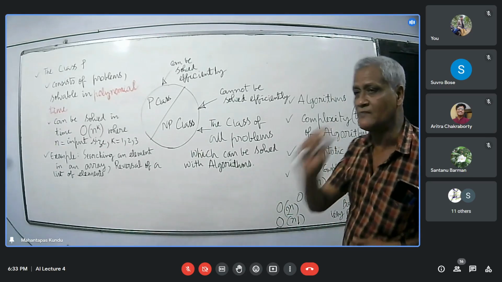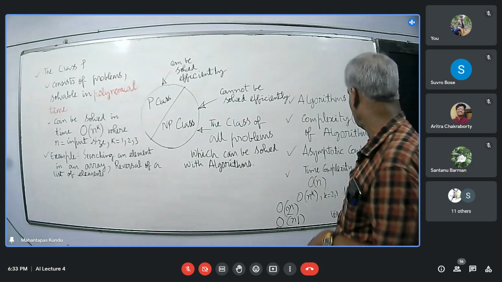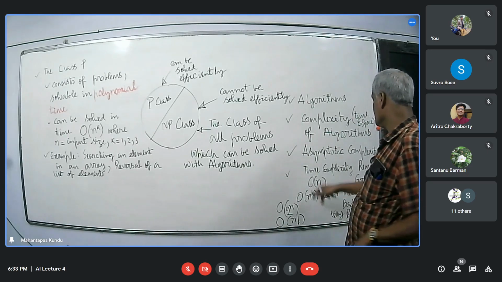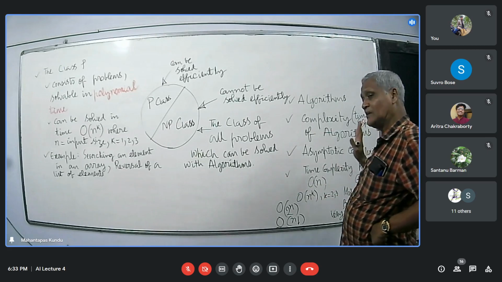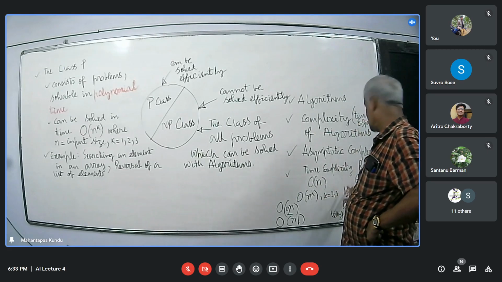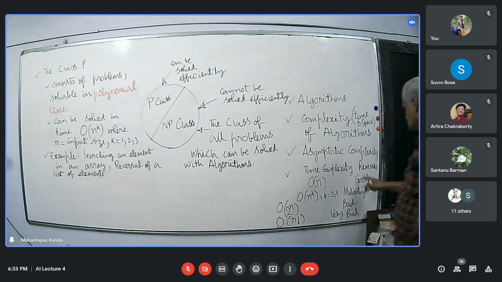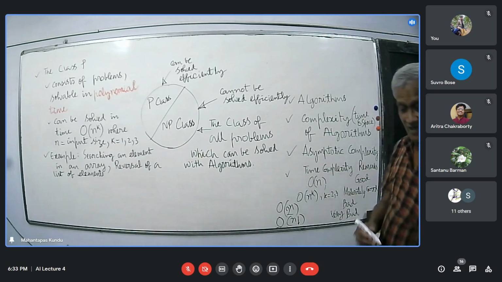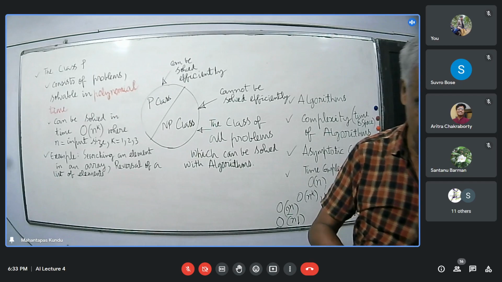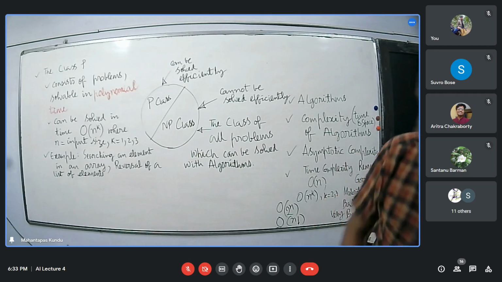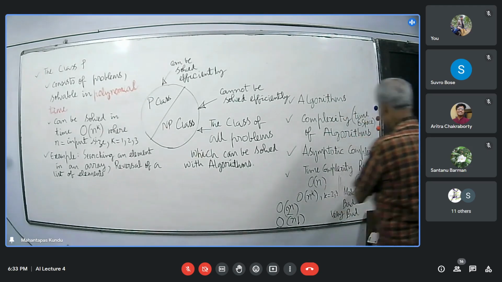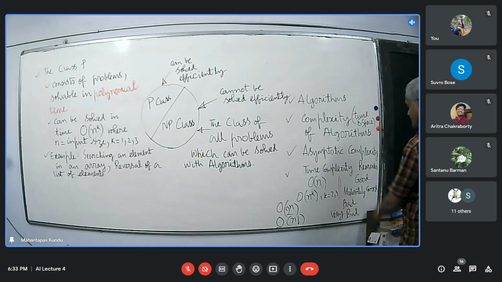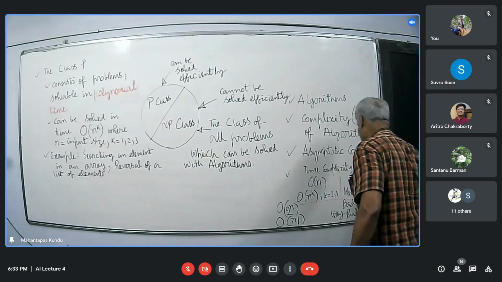That is, the time complexities of those algorithms will be either big O of n or big O of n to the power k, k may be 2 or 3. And I have written that for such classes of complexities, the algorithms are good or moderately good. This I have already mentioned.